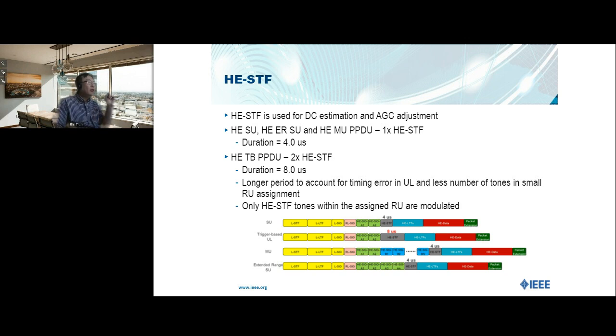This STF is defined for the 4x numerology, but to reduce overhead, we have two durations. One is a 4 microsecond duration for the SU, ER SU, and MU PPDU. And for the 2x, for the trigger-based PPDU, we use a duration of 8 microseconds.